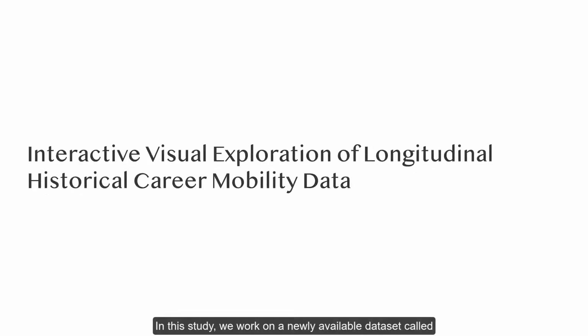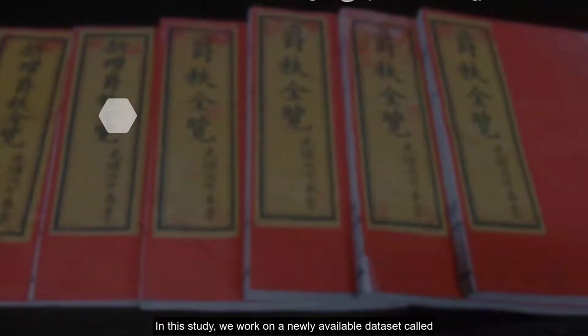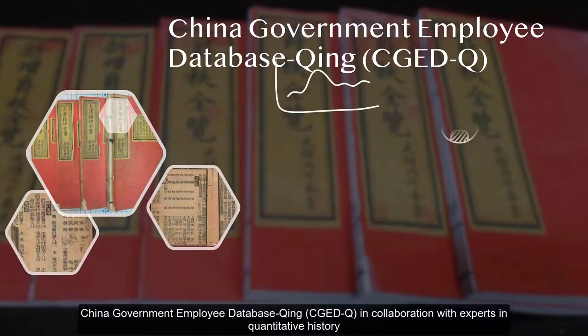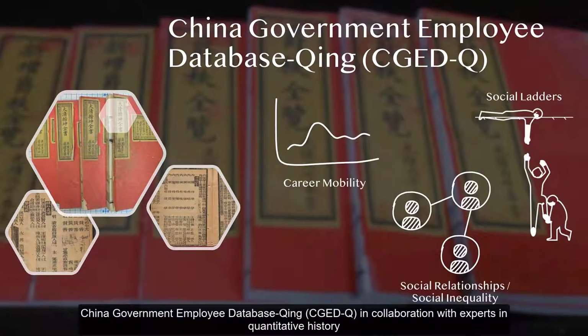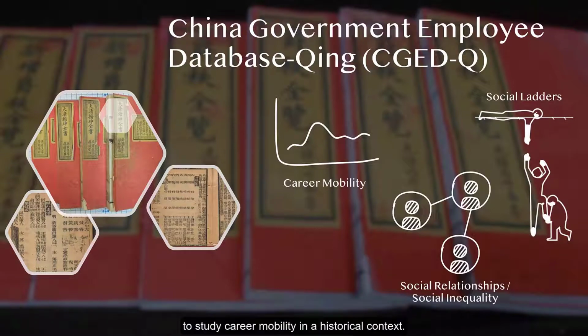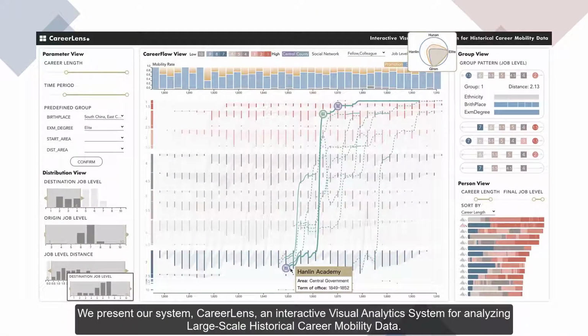In this study, we work on a newly available dataset called China Government Employee Database (CGED) in collaboration with experts in quantitative history to study career mobility in a historical context. We present our system CareerLens, an interactive visual analytics system for analyzing large-scale historical career mobility data.